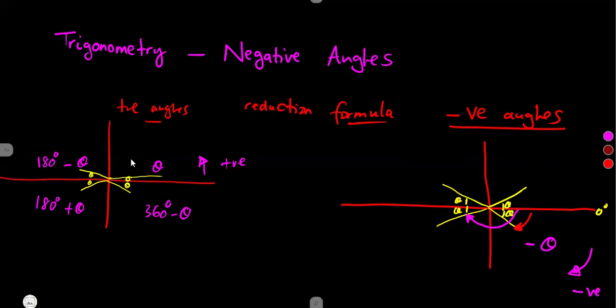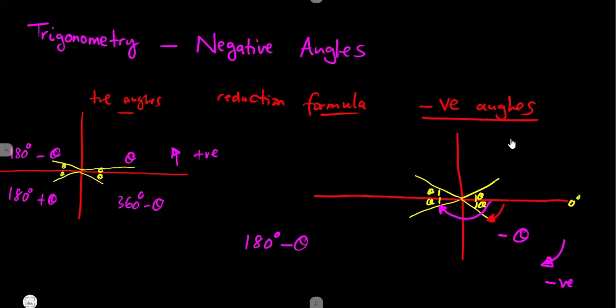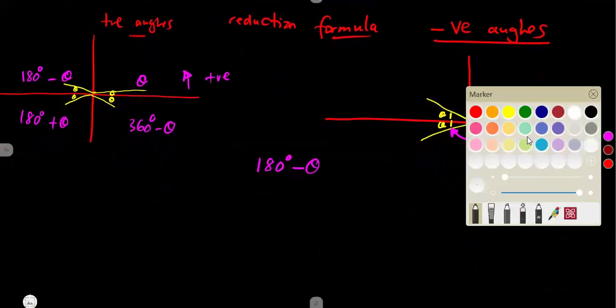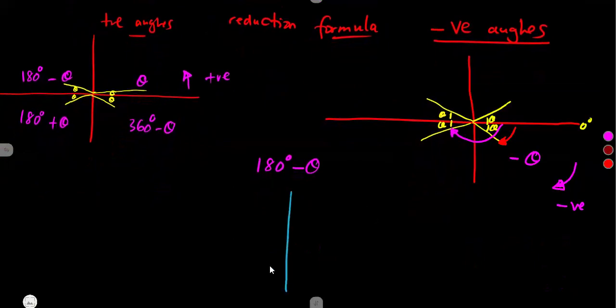Remember the way that we move? We are moving this way. It was supposed to be the same way that you were moving here. It was supposed to be 180 minus theta. But because of the direction, we cannot say this angle is 180 minus theta. I want you to understand this properly. It is just like this.